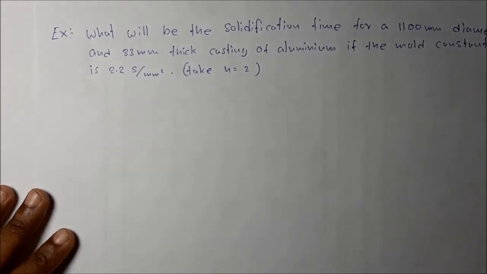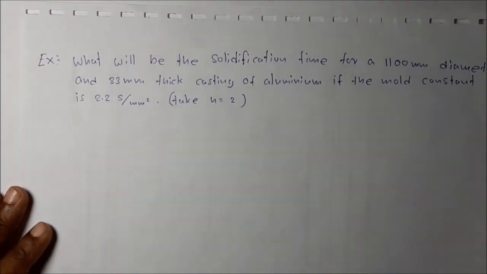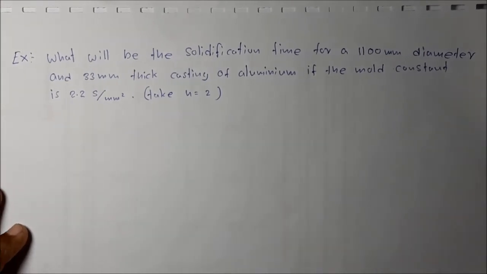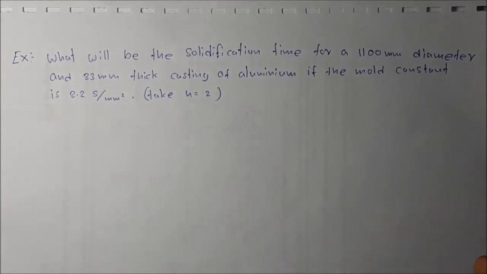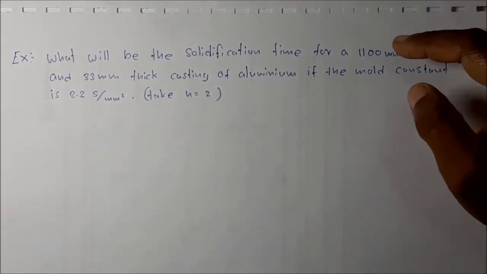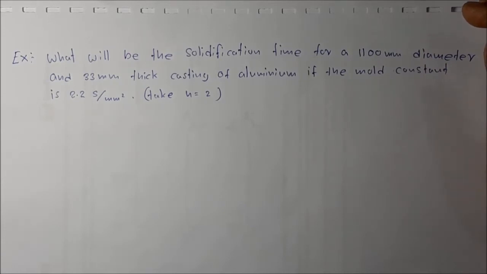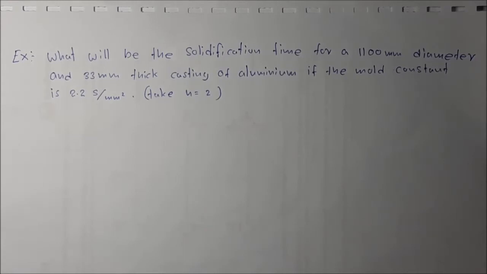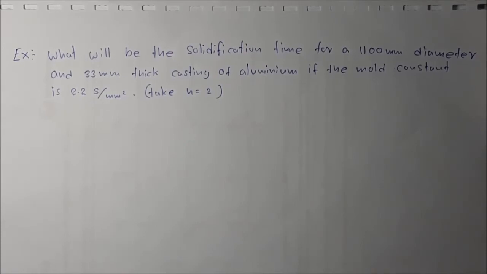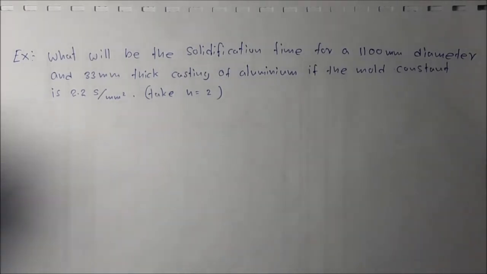Okay, this is the problem we are going to discuss. What will be the solidification time for a 1100 millimeter diameter and 33 millimeter thick casting of aluminium, if the mold constant is given as 2.2 seconds per square millimeter? Take n as 2. The n value is also given. If the n value is not given, you can take n as 2. Okay, then how to calculate that?